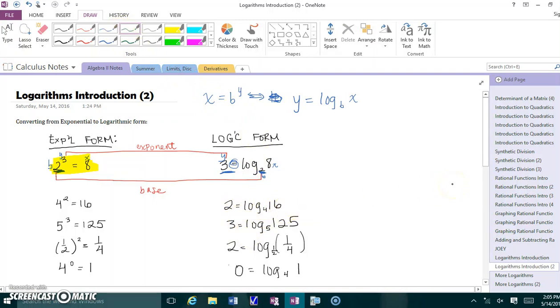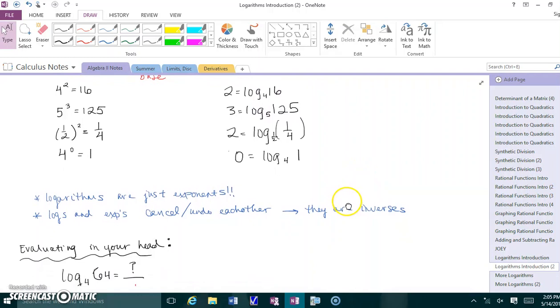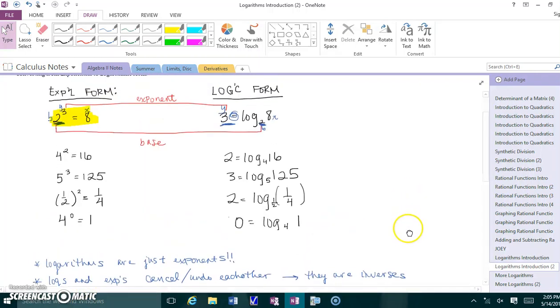Now what I want you to do is look at these logarithm statements and see if you notice something about the numbers, because our eventual goal is to evaluate these in our head. So for example, find what log base 4 of 64 is. Let's pretend that we didn't know that log base 4 of 16 was 2. Well, we know it is 2, but let's think, how could I get 2 just from 4 and 16?